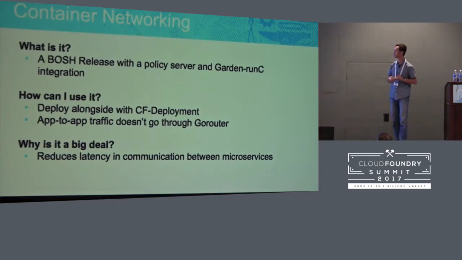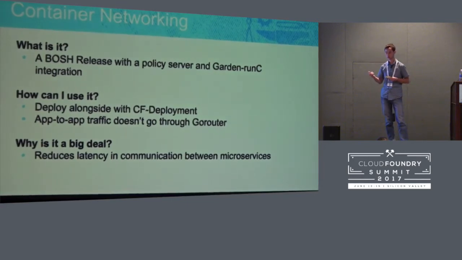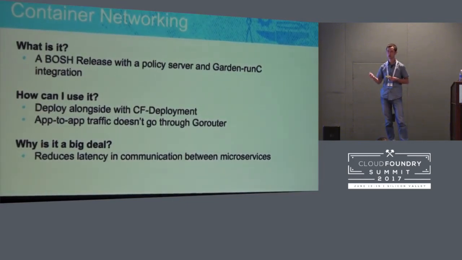On top of CF deployment, you can put container networking. What is it? It is a policy server and add-on to Garden runC. Before container networking, if one of your applications wanted to talk to another application, it needed to go through the GoRouter. On OpenStack, it was even worse because the GoRouter typically has a floating IP, and it is on a separate VLAN, and you have a lot of traffic between the physical machines and on different levels. The reason was that policies were enforced on the GoRouter level, and it was hard to do container to container networking.